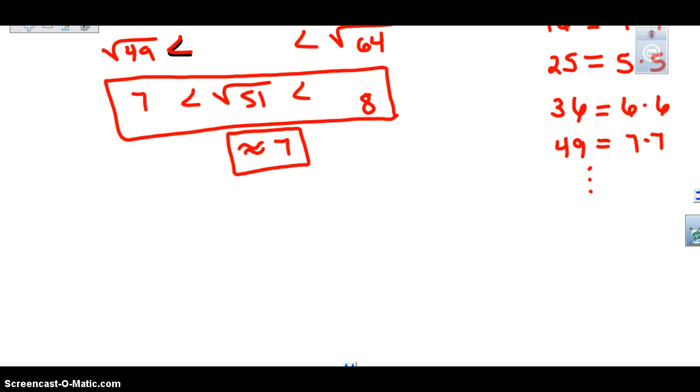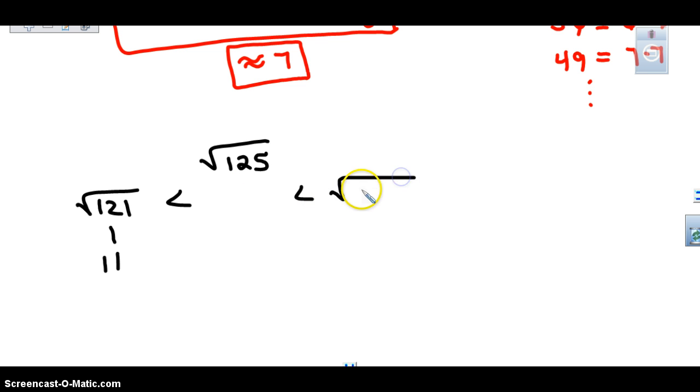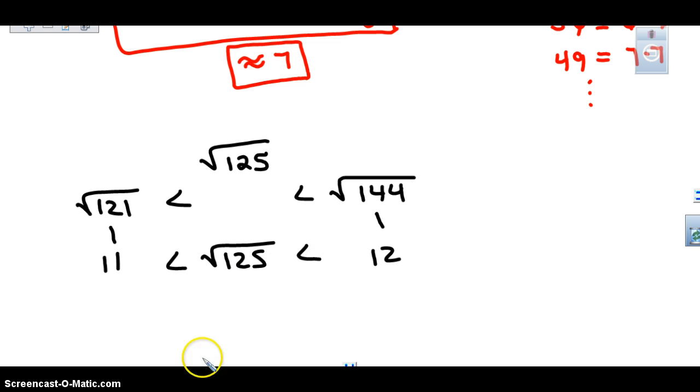Let's try this again. If we have to approximate the square root of 125, we know that 125 is greater than 121, right? What's the square root of 121? 11. And the square root of 125 is less than the square root of 144. What's the square root of 144? 12. So do you think it's going to be closer to 11 or closer to 12?